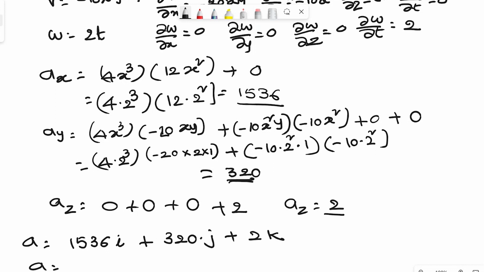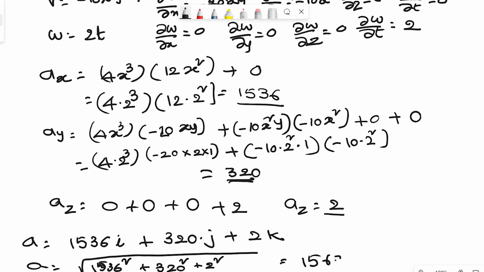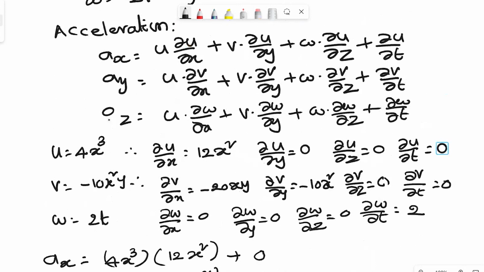So our A is equal to square root of 1536 square plus 320 square plus 2 square. You calculate all this, we are bound to get 1568.9. So this is the problem basically. The most important thing in this problem is writing the equations properly for AX, AY, AZ, and then calculating the derivatives. Actually, all the derivatives, if you see, we have calculated systematically one after the other.